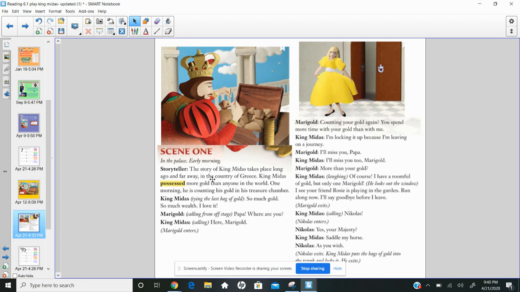The storyteller says, the story of King Midas takes place long ago and far away in the country of Greece. King Midas possessed more gold than anyone in the world. One morning he is counting his gold in his treasure chamber. King Midas, tying up the last of his bag of gold: Oh, so much gold, so much wealth. I love it. Marigold, coming from around the corner: Papa, where are you? Here, Marigold. Counting your gold again? You spend more time with your gold than with me.